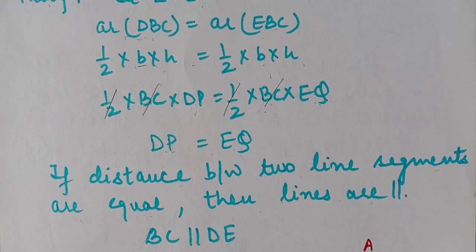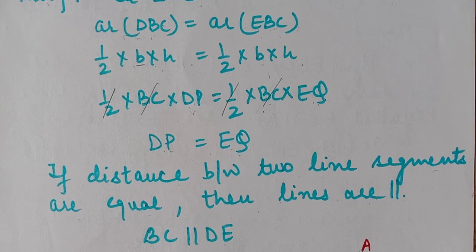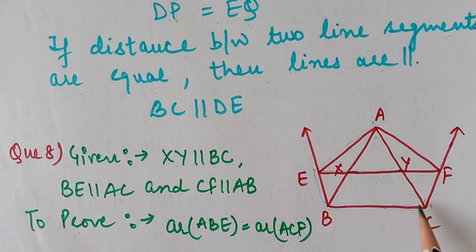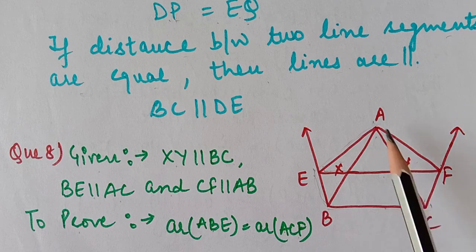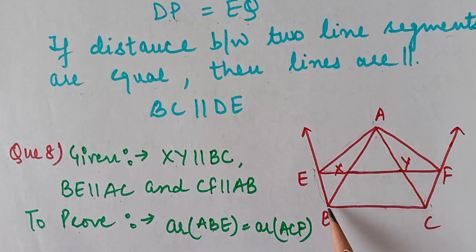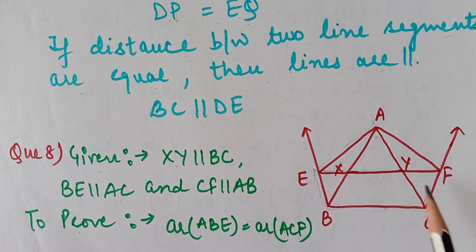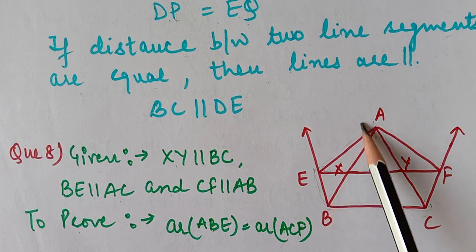Now question number 8. Question number 8 is: XY is a line parallel to side BC of triangle ABC. And now we have to produce B to the point E. BE is parallel to AC and CF is parallel to AB.